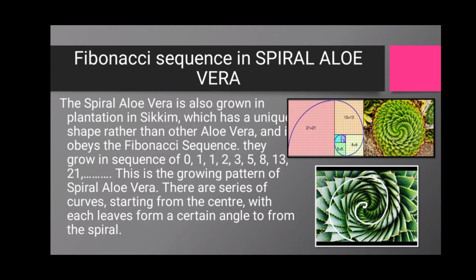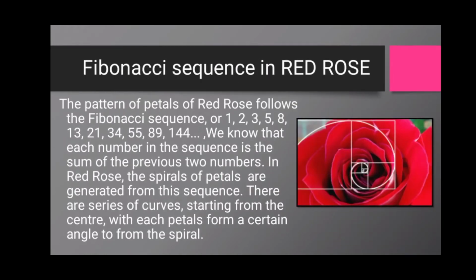Fibonacci sequence in spiral aloe vera. The spiral aloe vera is also grown in plantations in Sikkim, which has a unique shape unlike other aloe veras, and it obeys the Fibonacci sequence. They grow in a sequence of 0, 1, 1, 2, 3, 5, 8 and so on. This is the growing pattern of spiral aloe vera. There are series of curves starting from the center and each leaf forms a certain angle to form the spiral.